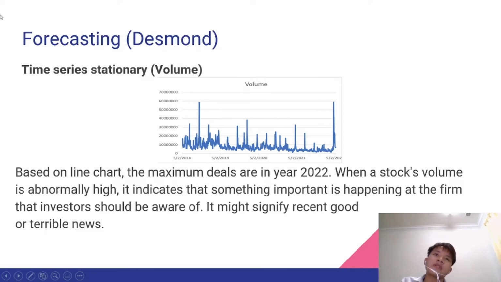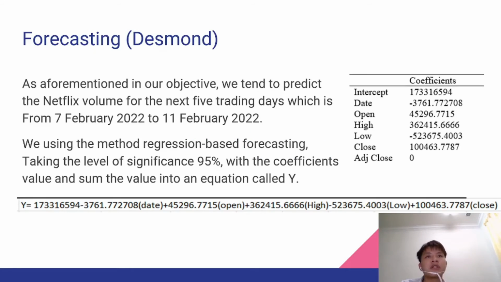Next is the volume. Based on the line chart, the maximum is in year 2022 when the stock volume is abnormally high. It indicates something important is happening at the firm that investors should be aware of. It might signify recent good or terrible news of the Netflix company.